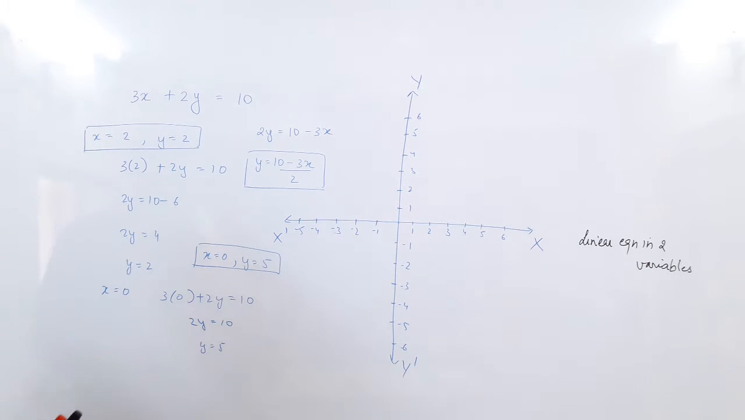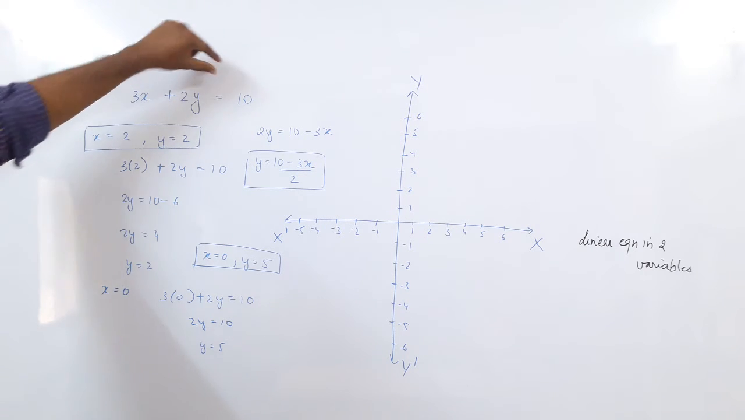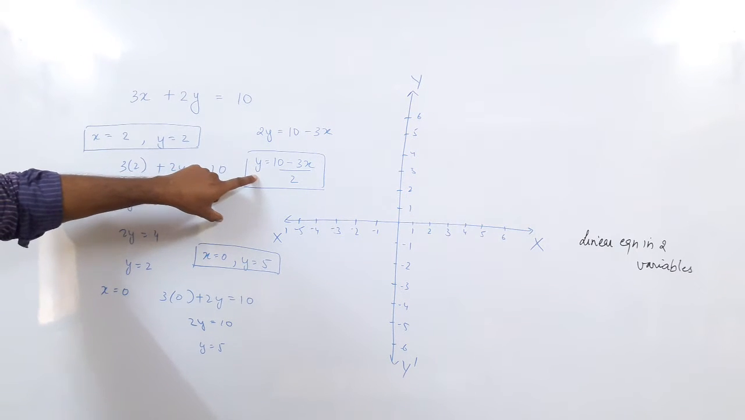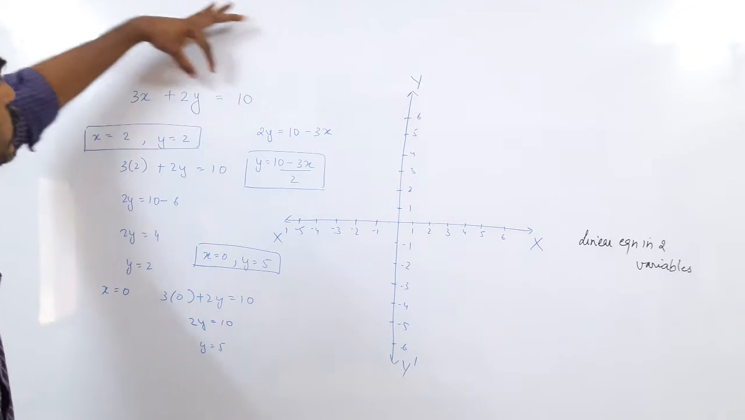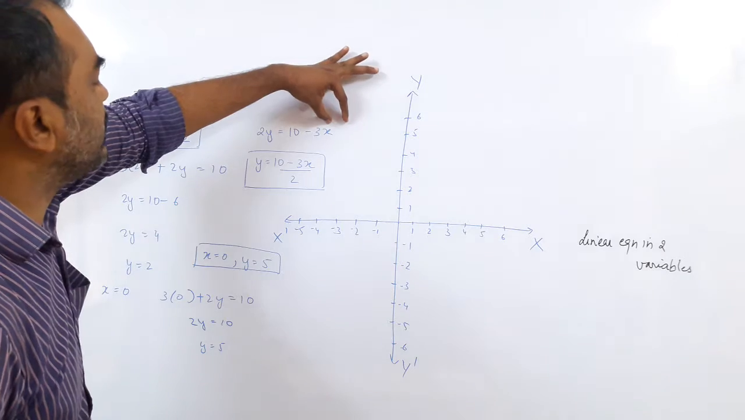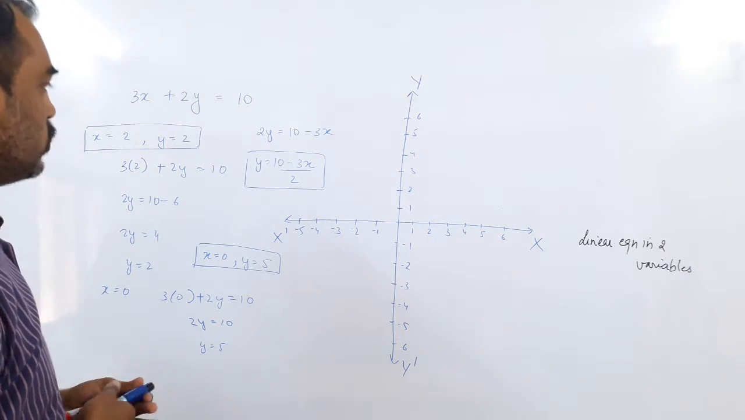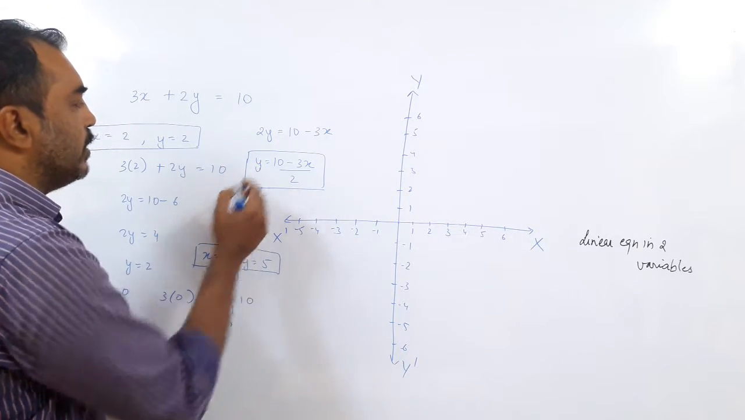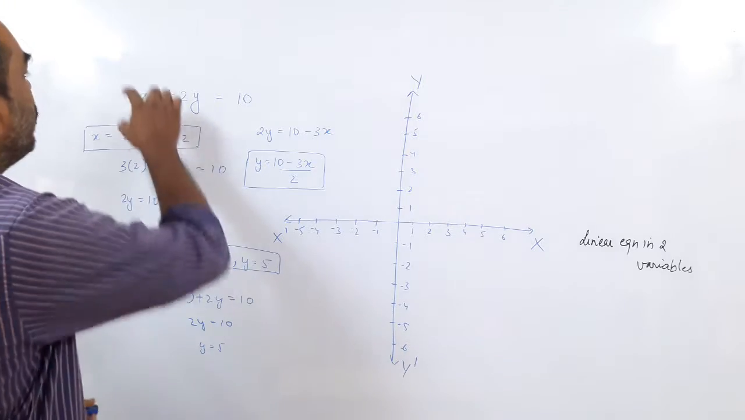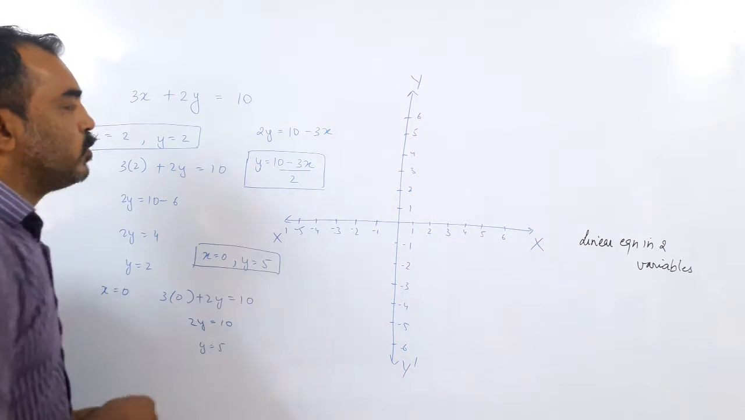So what I have basically done here, I had a linear equation in two variables, 3x plus 2y equal to 10. So I made y the subject of the formula. How did I do that? I took the 3x positive on this side. So 2y equal to 10 minus 3x and y is equal to 10 minus 3x upon 2. So you can see what I got here. I have made y the subject of the formula, and the formula becomes y equal to 10 minus 3x upon 2.